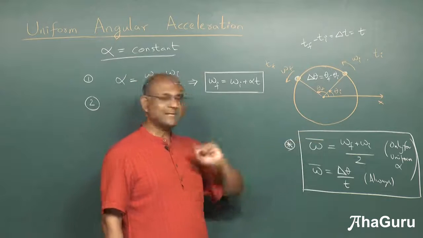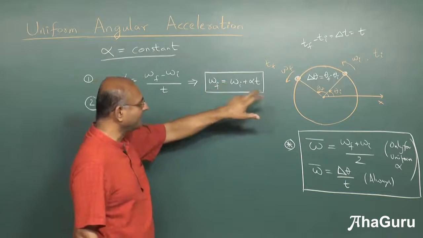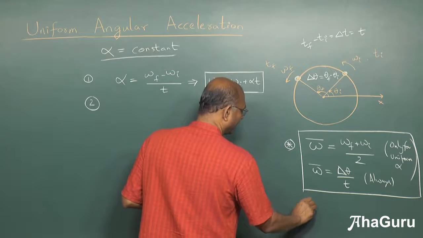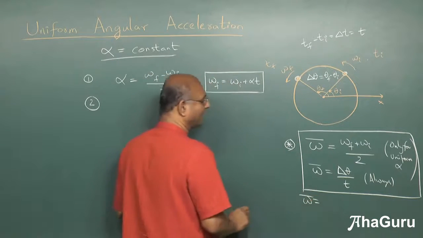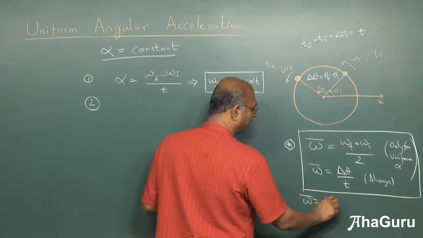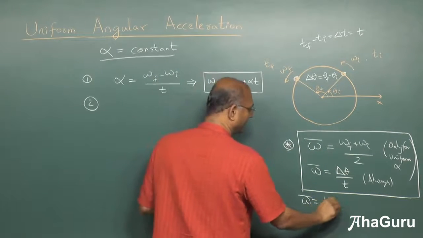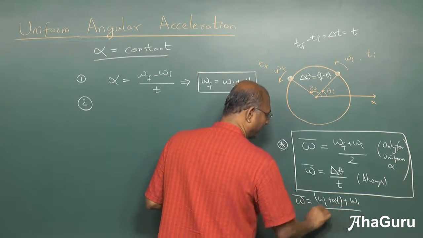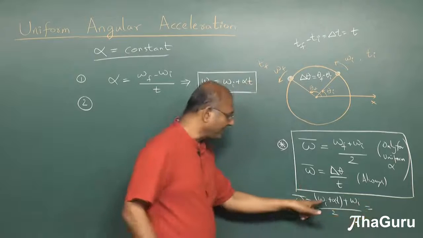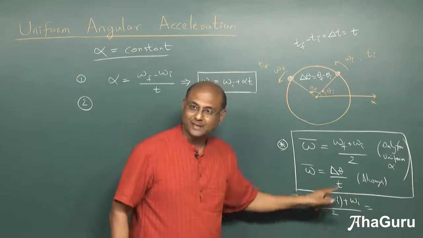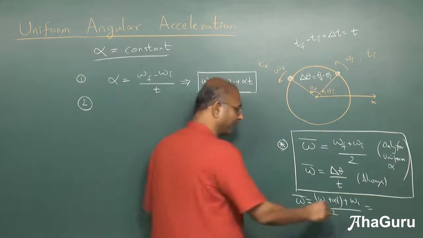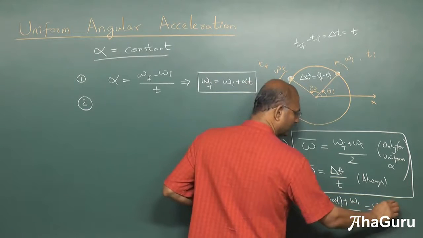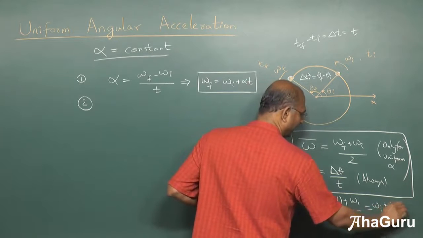But from this statement, if I combine this and this, I can find something interesting. So let me write it. I can write average angular velocity is omega final, which is omega initial plus alpha T, plus omega initial, by 2. And if I look at this, I get omega initial plus omega initial, 2 omega initial by 2, which is omega initial, plus alpha T by 2, so half alpha T.